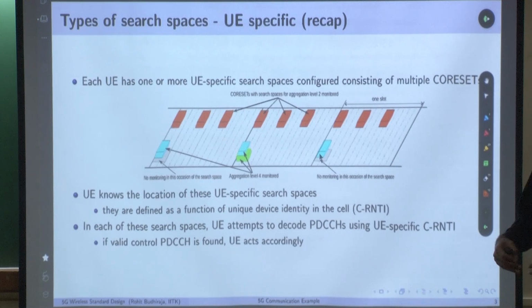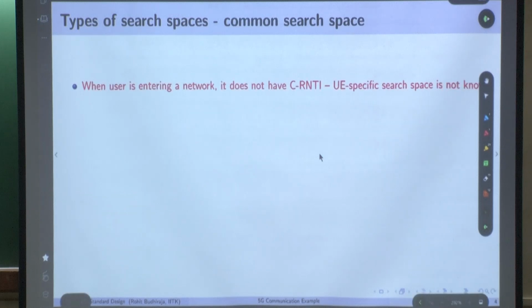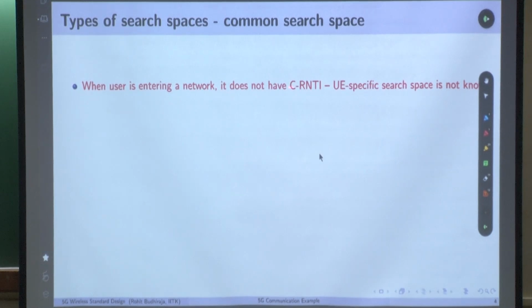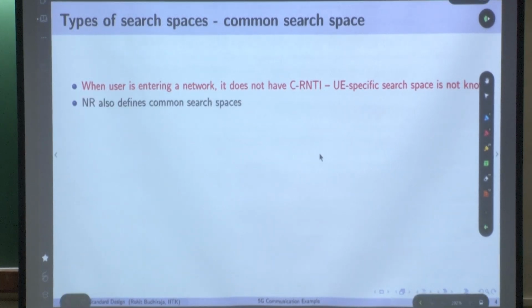But when a user has just begun to enter the network and the C-RNTI is not assigned, how will it enter? That's what we are going to discuss, and that's where the common search space comes into the picture. When a user is entering a network, it does not have a C-RNTI, and the UE specific search space is not known. So how does it handle this? 5G defines common search spaces also, which are common to all the users in the network.